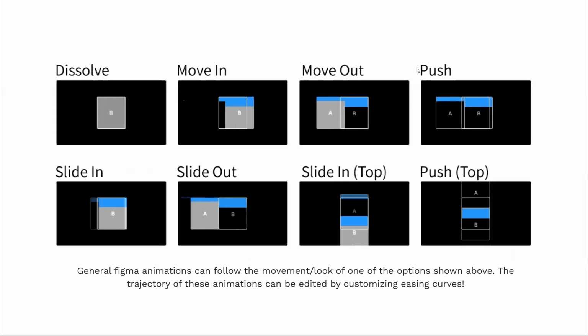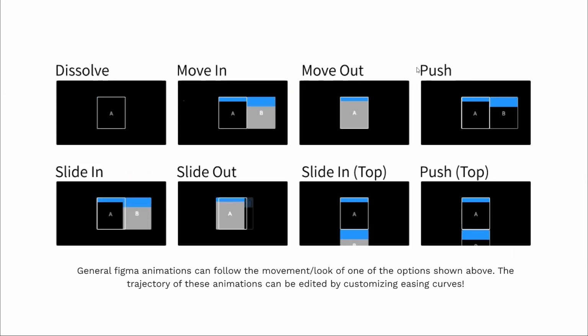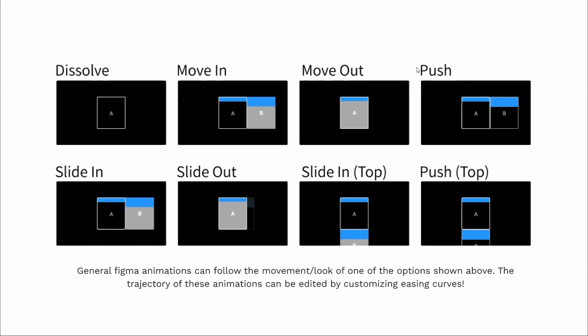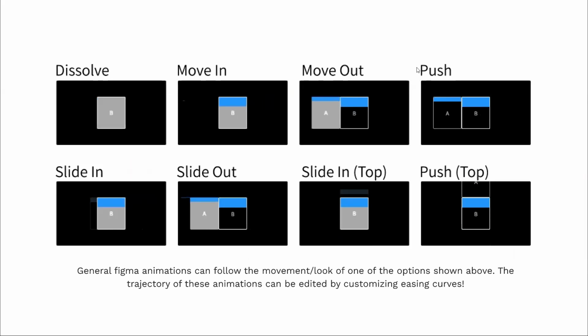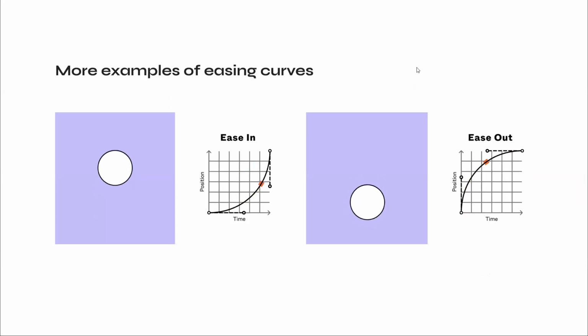General Figma animations can follow the movement and look of one of the options shown above. The trajectory of these animations can be edited by customizing easing curves. An easing curve, as you see here, these graphs are going to determine how fast your prototyping moves. So, some more examples.